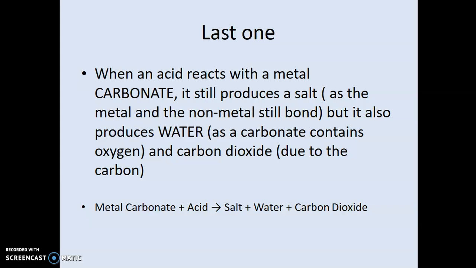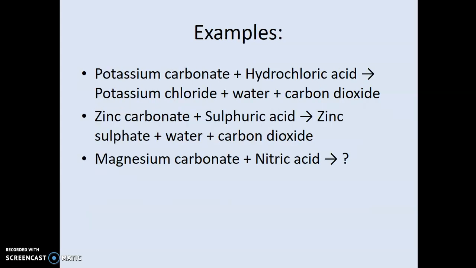So for a metal carbonate, the general word equation would be metal carbonate plus acid, giving you a salt named in exactly the same way as the other two examples we've looked at, plus water because the oxygen from the carbonate group combines with the hydrogen from the acid, and carbon dioxide because the carbon dioxide is left over that was originally in the carbonate group.